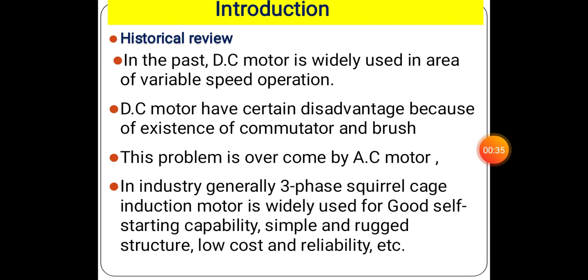First, we will discuss the introduction part of this lecture. From a historical point of view, in the past, the DC motor was widely used in the area of variable speed operations due to its good starting torque characteristic. But DC motors have certain disadvantages because of having a commutator and brushes, so this problem is reduced by induction motor drives. In industry, the three-phase induction motor is generally used due to good self-starting capability, simple and rugged structure, low cost, reliability, etc.